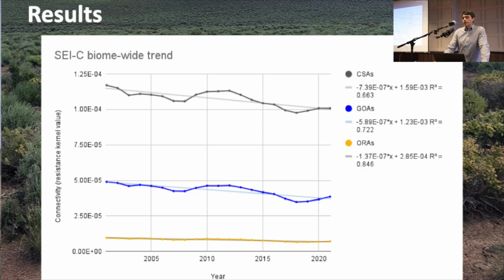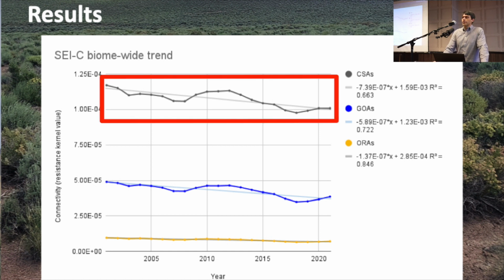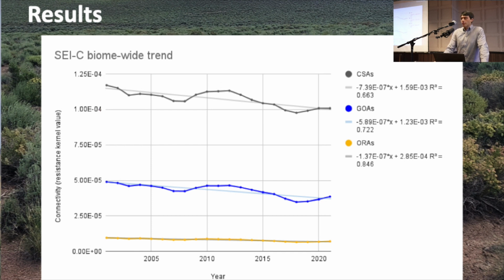And what happens if we look at trend in connectivity over time? So we have connectivity values on the y-axis, time on the x. Core sagebrush areas are in gray, growth opportunity areas are in blue, and other rangeland areas are in that kind of gold color. And so there's two main takeaways I hope folks get from this graph. First, if we look at the gray core sagebrush areas, we see much higher connectivity values. So that supports the previous maps we've shown that these core sagebrush areas have higher connectivity. And secondly, if we look at all three of these lines, they're showing negative trends in connectivity throughout time. And actually, if we look at core sagebrush areas, they actually have the steepest decline in connectivity through time.